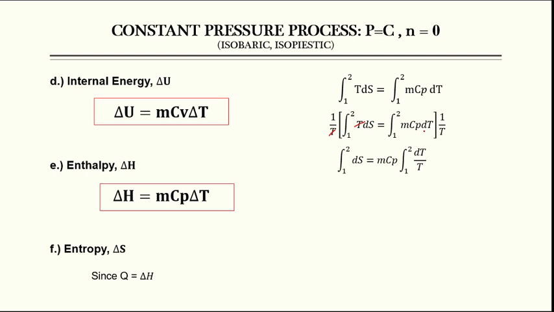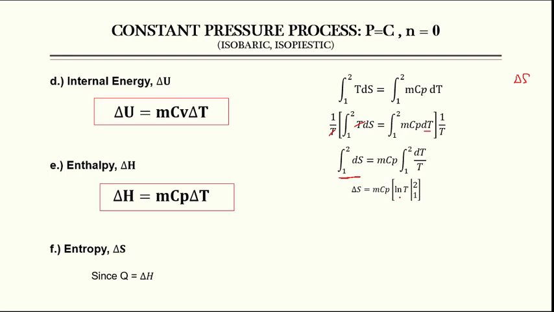Tapos, since ang derivative natin dito ay T, ilabas natin yung constant, which is mCp. Kaya magiging integral of dS limits from 1 to 2 is equal to mCp, integral of dT over T limits from 1 to 2. But ano to? Integral of dS, pwede mo siyang i-write as delta S, di ba? So, i-write natin. Okay? Then, kunin natin yung integral nito. The integral of dT over T is equal to ln T limits from 1 to 2.